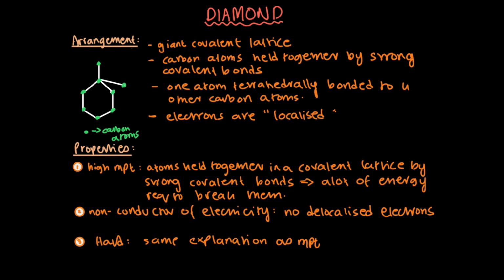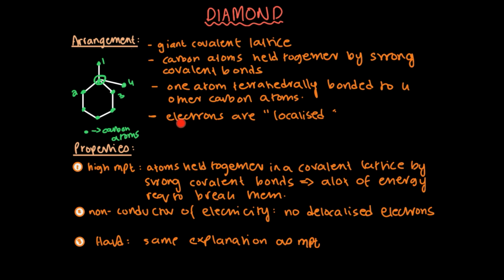So one atom is going to be tetrahedrally bonded to 4 other carbon atoms. So the arrangement in graphite was hexagonal, and in diamond it is going to be tetrahedral. So one carbon atom is going to be bonded to 4 others. So it's going to be 1, 2, 3, 4, and this is the carbon atom I'm talking about. So what I've drawn over here, this is 1 unit of diamond, and these units are going to be joined together. So this is just 1 unit, it's not the entire structure.